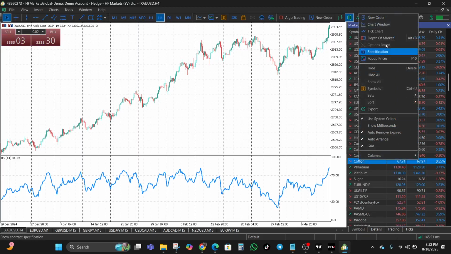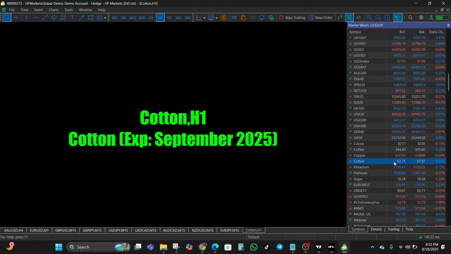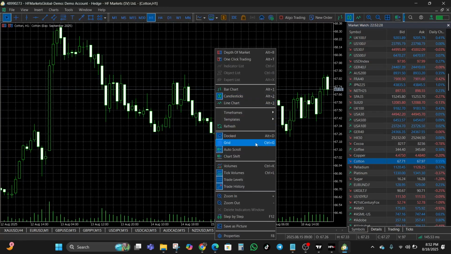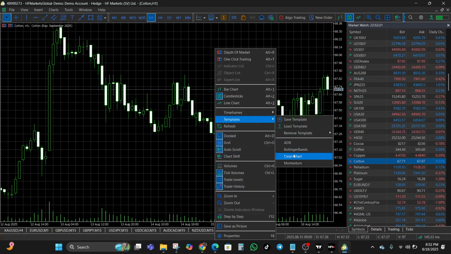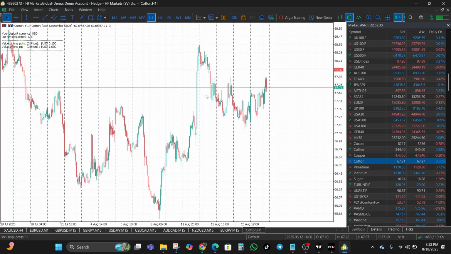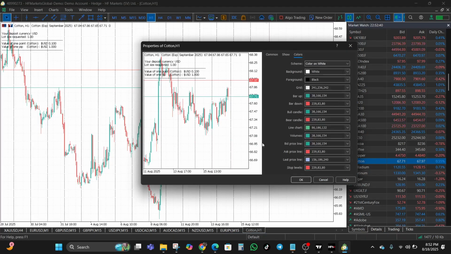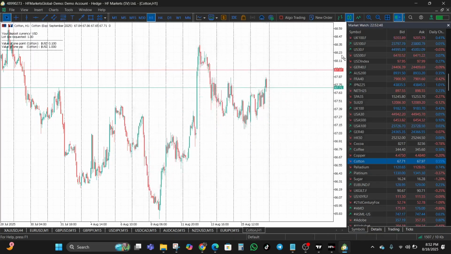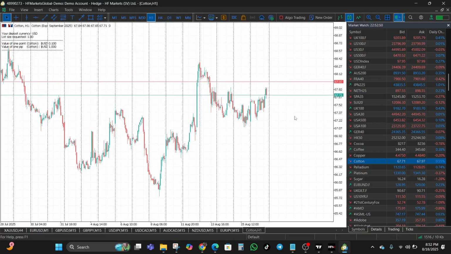From your market watch, you can right click and open a chart window. If you have a template, you can load your template, or you can just go to properties and set the colors for your charts however you want. All of that, you just edit the settings. So at this time you know how to add a commodity to your chart. Now let's talk about the charts.